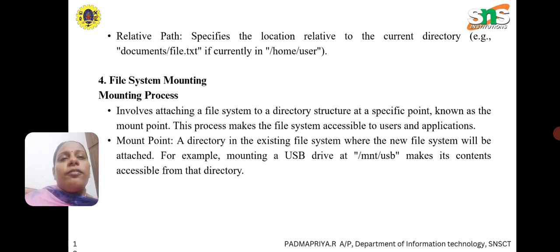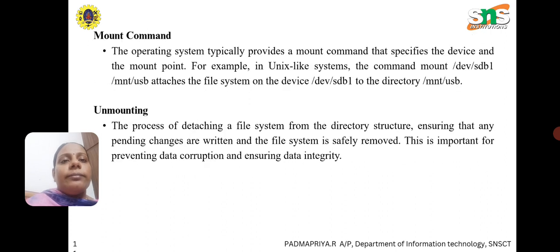So next one, the file system mounting process involves attaching a file system to a directory structure at a specific point known as the mount point. This process makes the file system accessible to users and applications. Mount point, a directory in the existing file system where the new file system will be attached. For example, mounting a USB drive at this location makes its contents accessible from the directory.